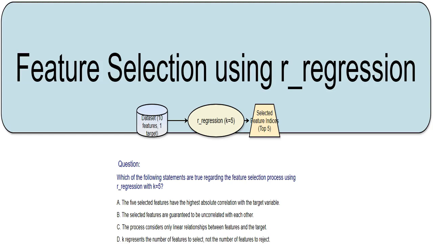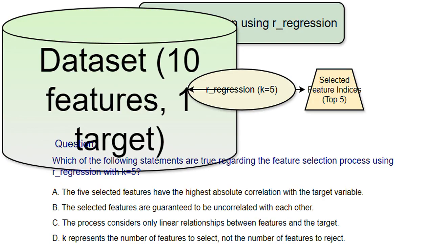I'm using r_regression, a function from scikit-learn, to pick the best features for my regression model. It's a feature selection technique. I have a dataset. It has 10 different features and one target variable that I want to predict. Think of features as different things I measure, like height and weight. The target variable is what I am trying to figure out.